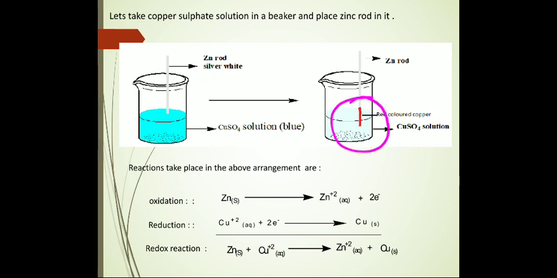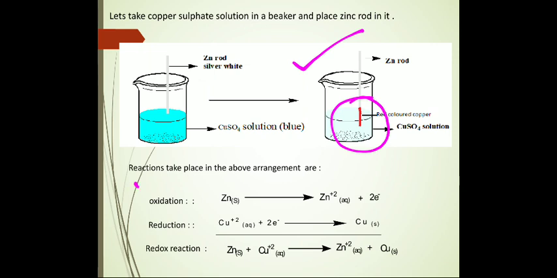So we have to understand that something is going on in this beaker. That something is nothing but the redox reaction. We know that oxidation and reduction take place simultaneously. Those reactions are called redox reactions. In this arrangement, the redox reaction is going on.